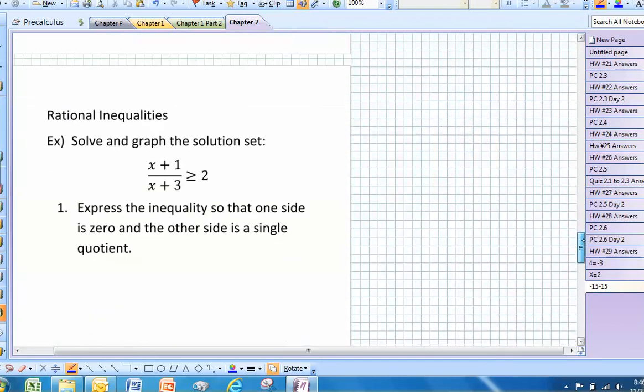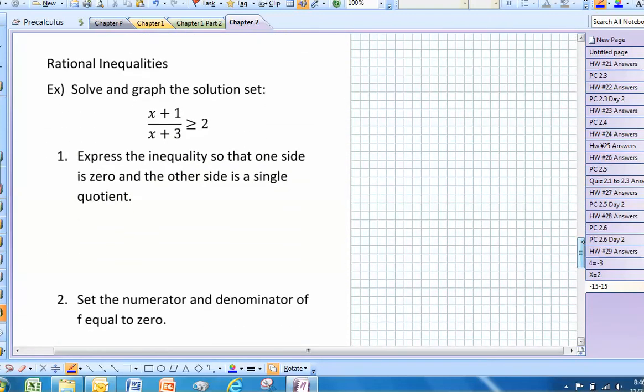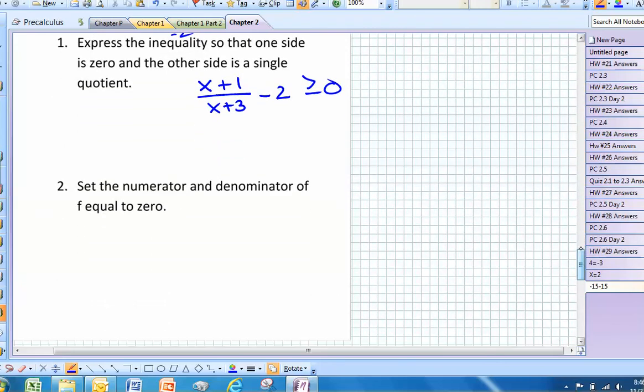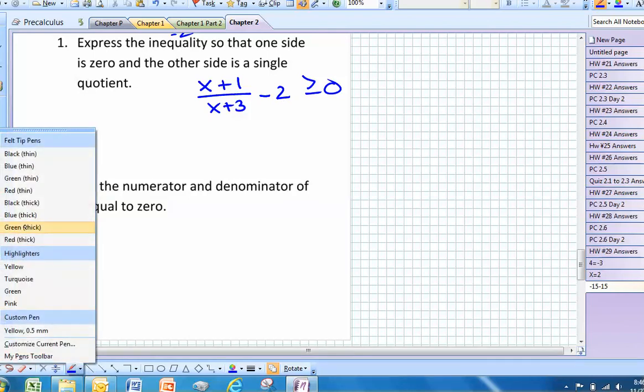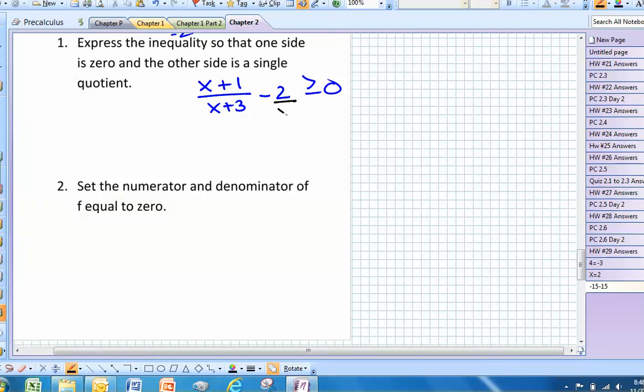All right, moving right along to rational inequalities. Basically, we'll do the same thing where we have to have it equal to 0. So we're going to move over the 2 by subtracting 2 from both sides. Then we're going to have to get a common denominator. So notice we've got to get a common denominator.